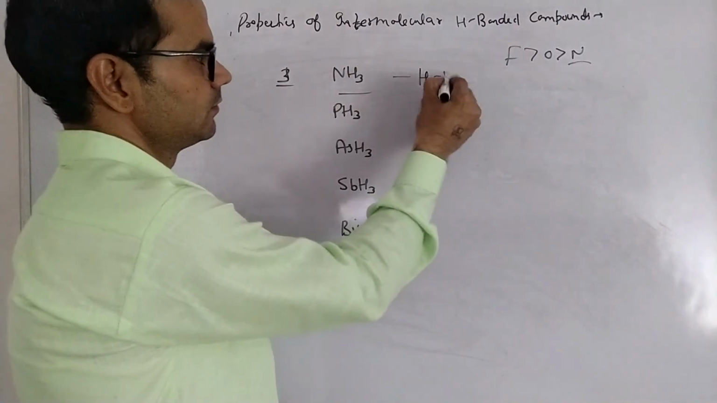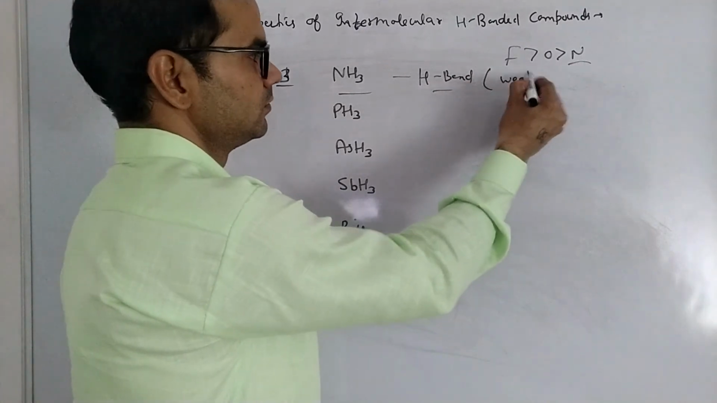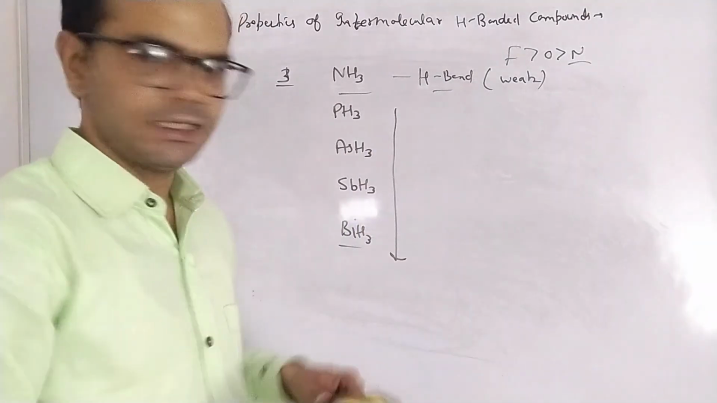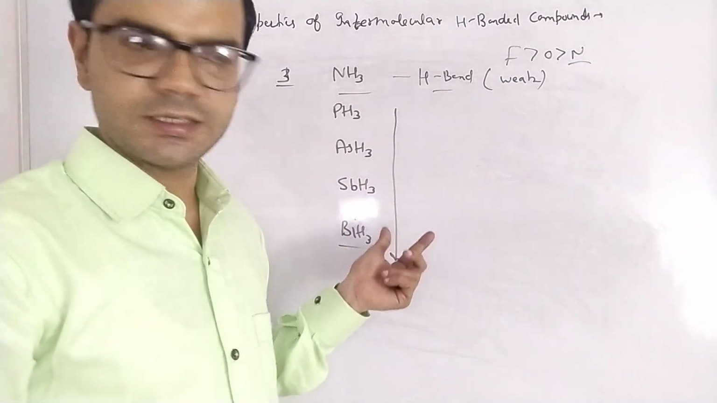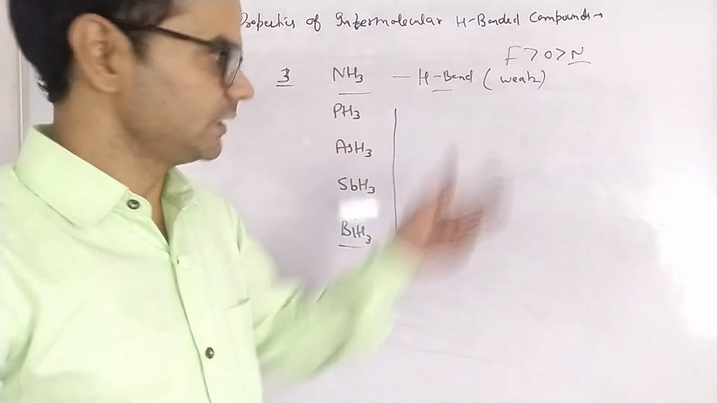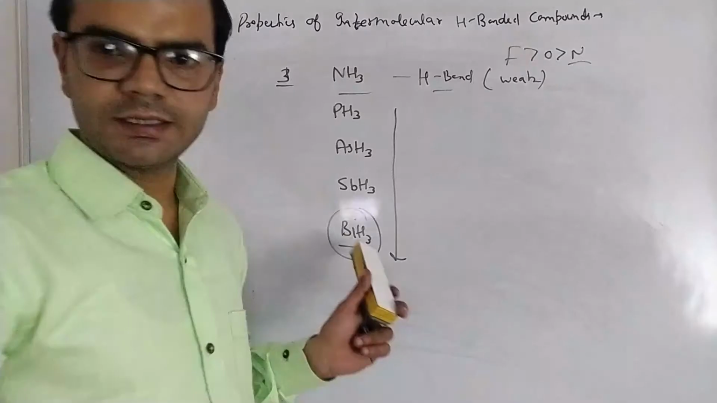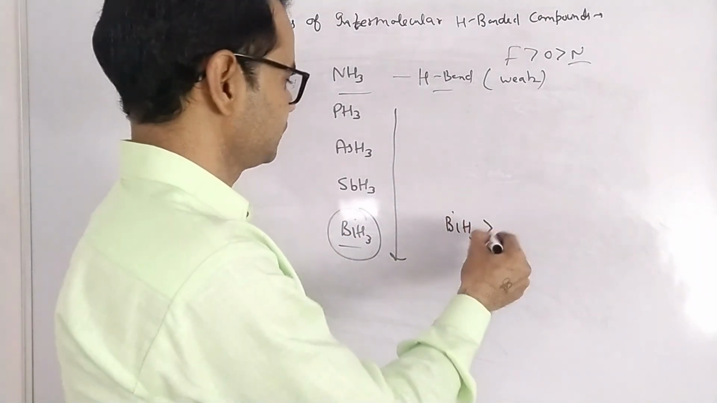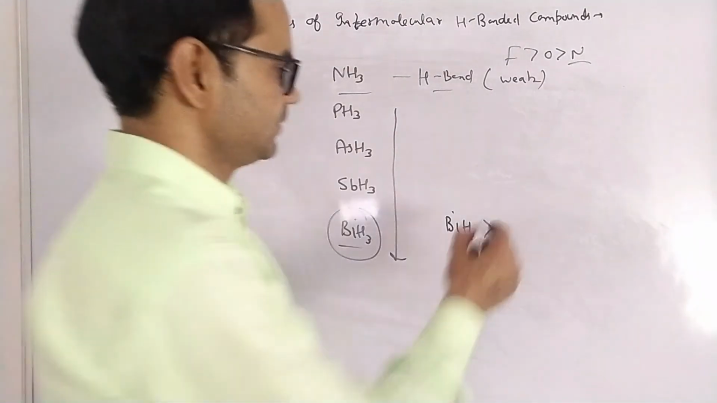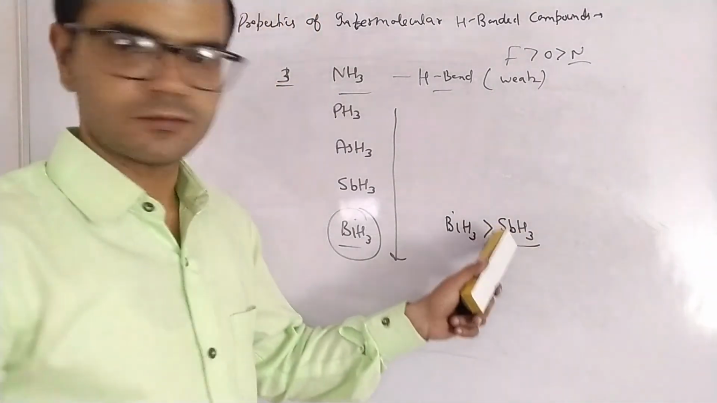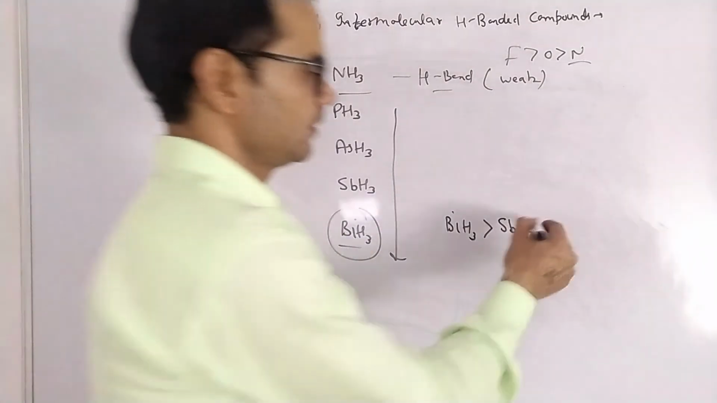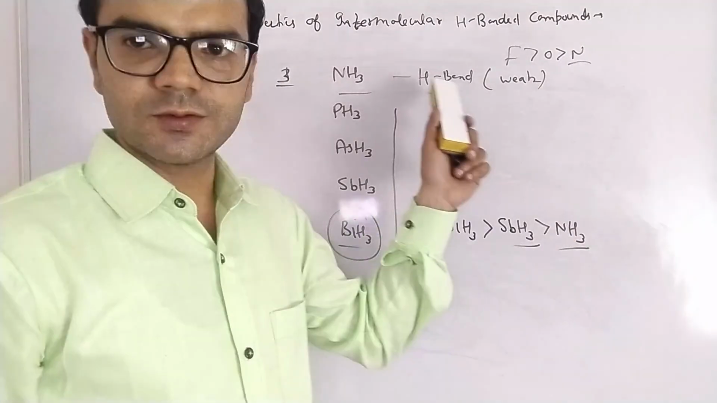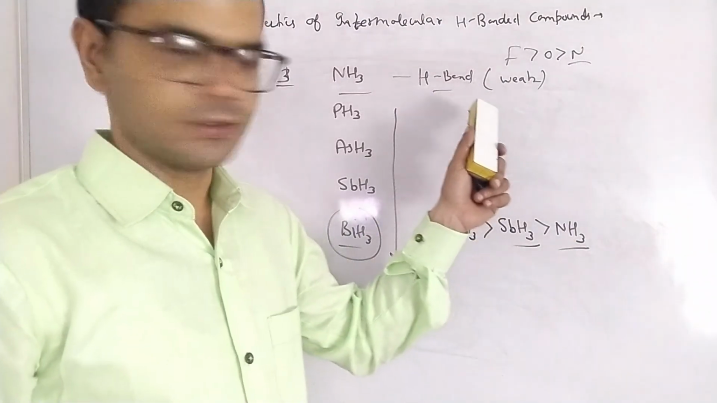Hydrogen bond is present, but a weak hydrogen bond is present. But down the group, as we can see, metallic nature is increasing and solid nature is increasing and molecular weight is increasing. So among these five, bismuth hydride boiling point is the highest. After that, antimony hydride. Now we write ammonia here. It forms hydrogen bond, but it is a weak bond.